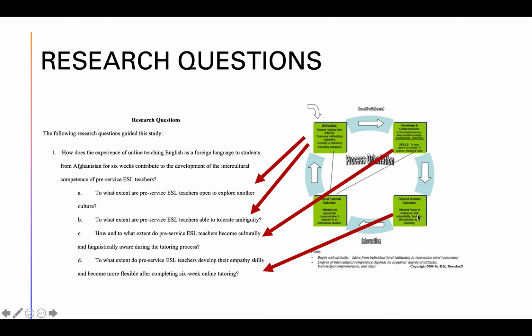and empathy. And this is the third component. The last one is kind of like an external outcome, which is related to effective and appropriate communication. So that's why I didn't include any questions about this, because it was directly related to my general question. So as you see how my research questions came out of this framework, or how it guided my research questions.